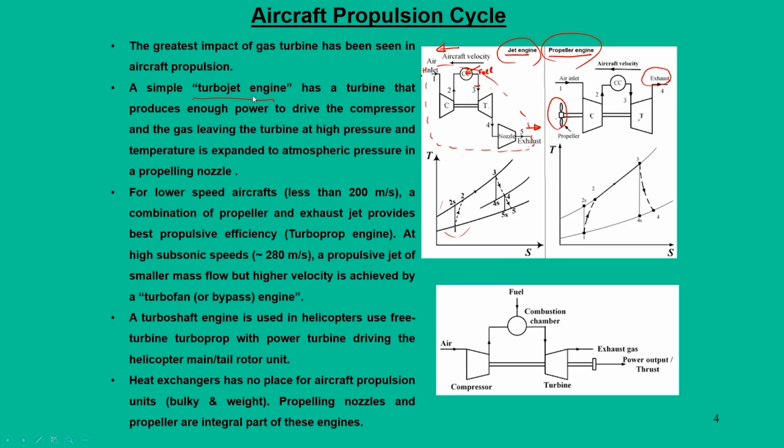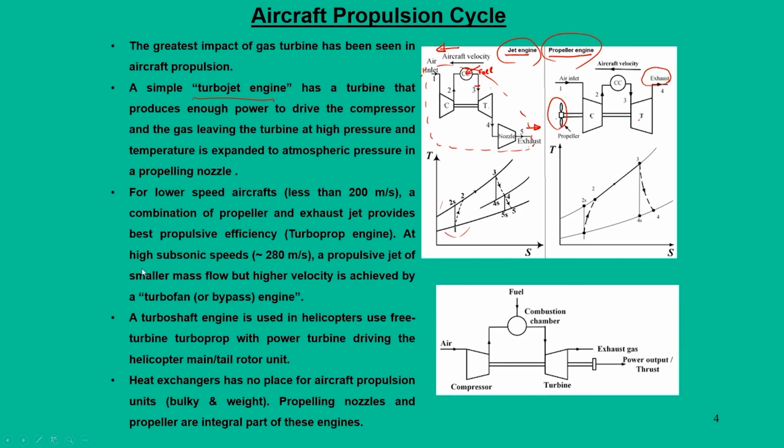So, in a turbojet engine we have a turbine that produces enough power to drive the compressors, and the gas leaving the turbine at high pressure and temperature is expanded to atmospheric pressure in a propelling nozzle. So, this is what we have.